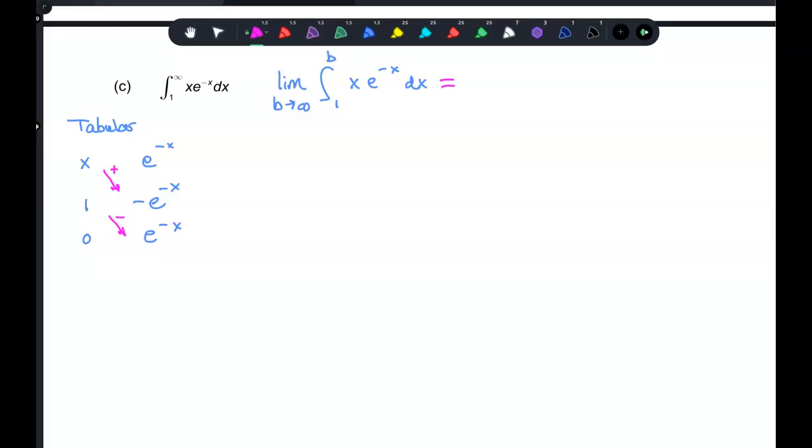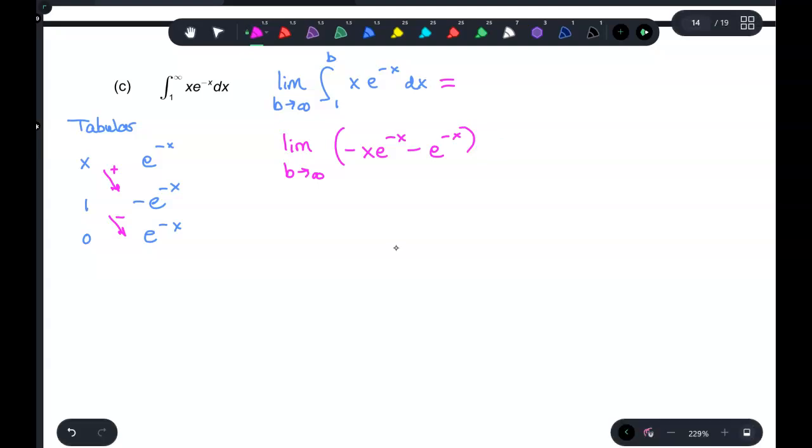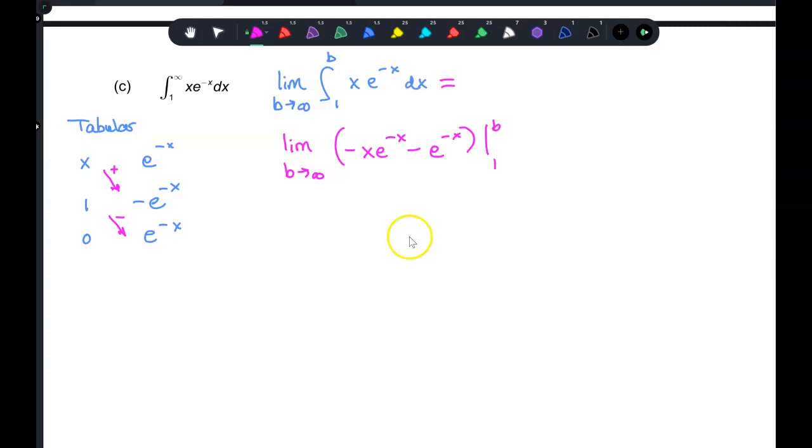All right, so we get the limit as b approaches infinity of negative x e to the negative x minus e to the negative x. Let me make sure I got all my signs right here. Oh, why did I put dx? That's supposed to be evaluated from 1 to b.